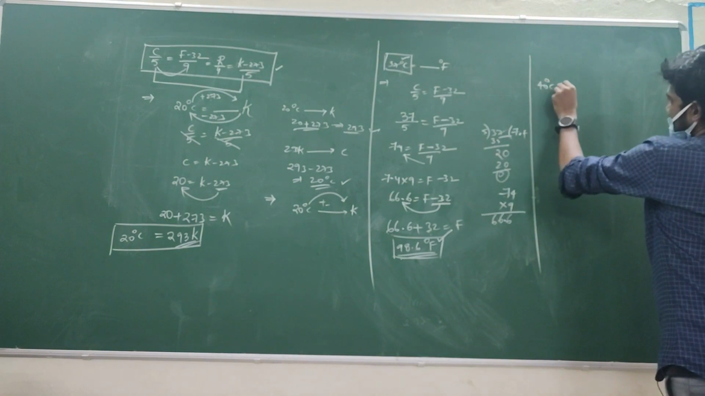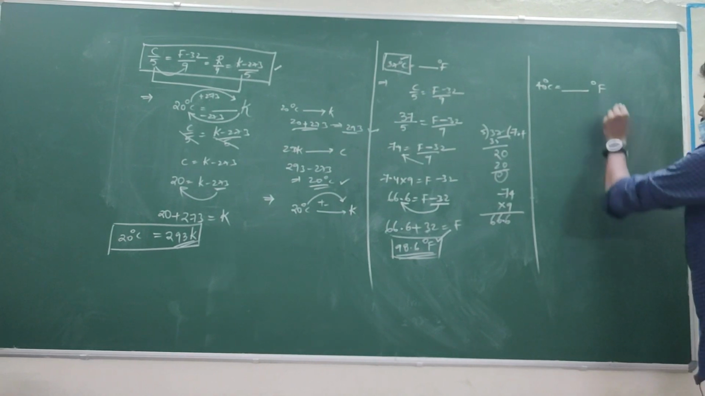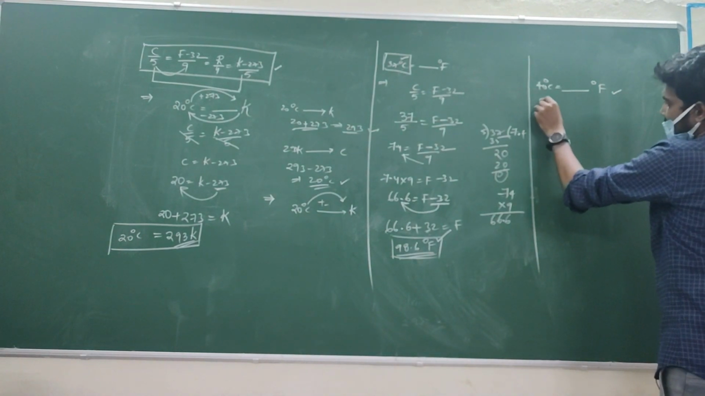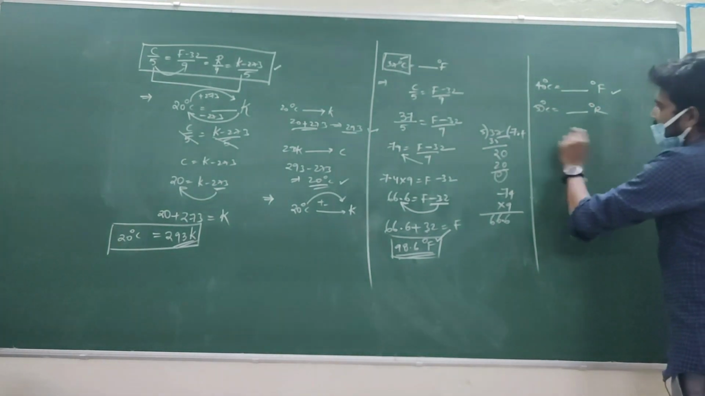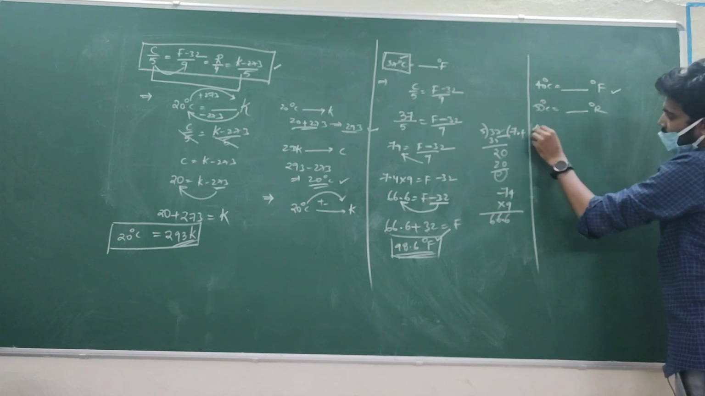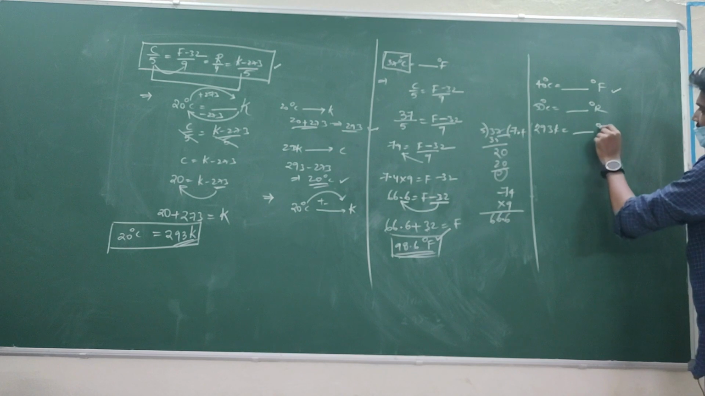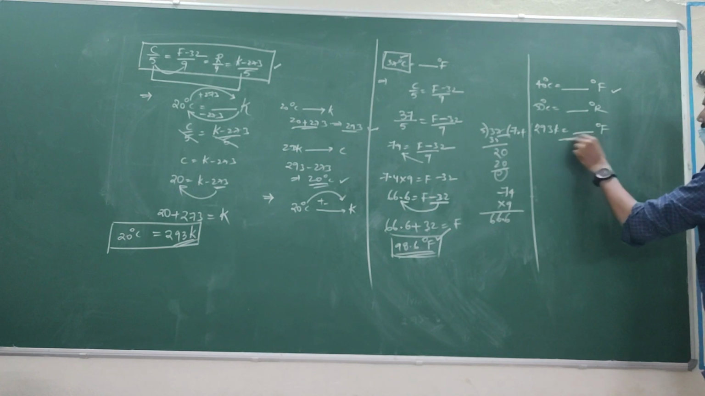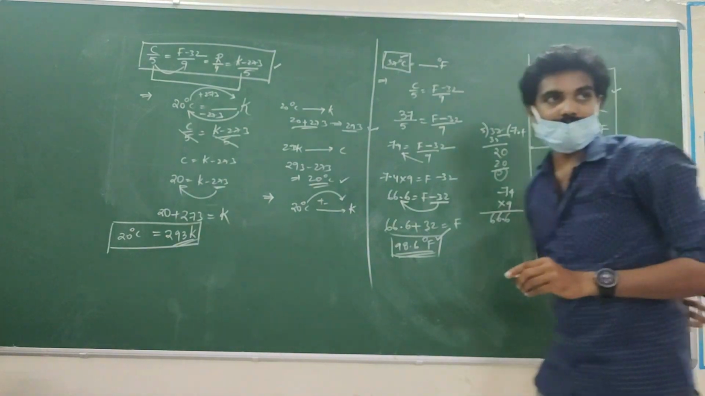Right now, try to convert these values. 40 degrees centigrade is equal to dash degrees Fahrenheit, and 50 degrees centigrade is equal to dash degrees Réaumur, and 293 Kelvin is equal to dash degrees Fahrenheit, right? So try to solve these sums and write the answers in the comment section below.